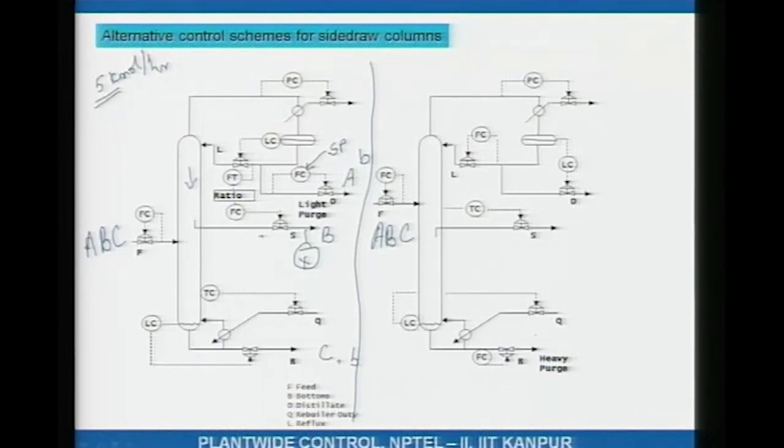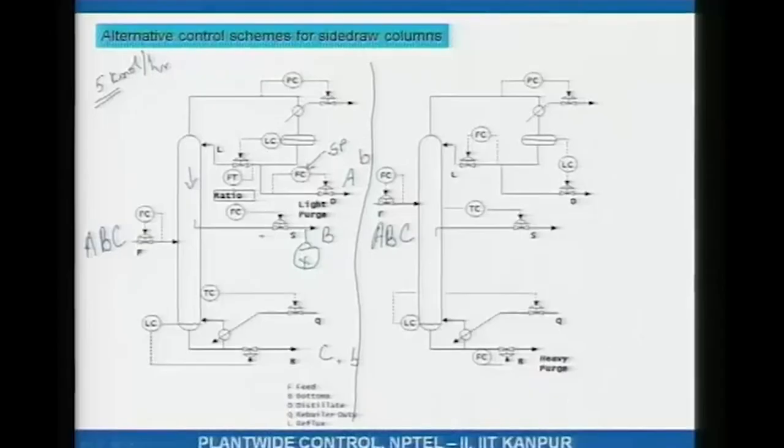Since this maximum flow rate is in itself very small, even if the amount of C that is coming in the feed is less than that maximum, the loss of B down the bottoms would not be very large, because the flow rate of this stream itself is very small compared to the feed and the distillate and the side draw, right. So therefore, I just flow control this, and this set point will be the max expected C in feed.